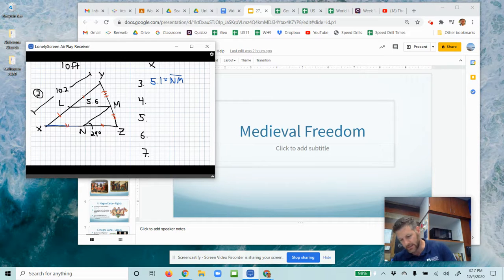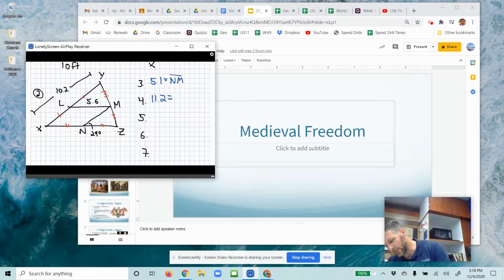Number 4 says find XZ. So XZ is the side of the triangle down here. If we knew its mid-segment, then we can find the relationship. LM is the mid-segment parallel to it, and we know it's a mid-segment because here we can see it's bisecting both sides. So that means XZ must be twice as big as LM. So 5.6 times 2, that's going to be 11.2.